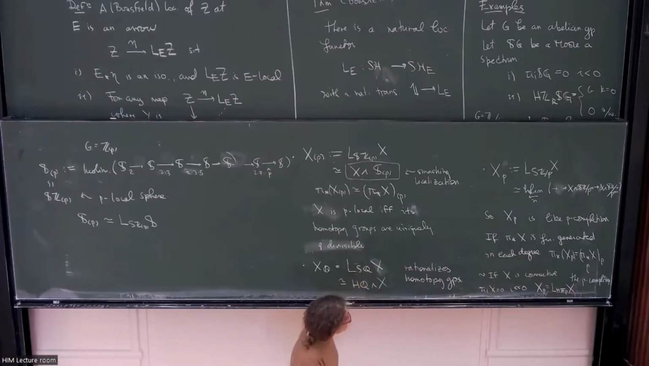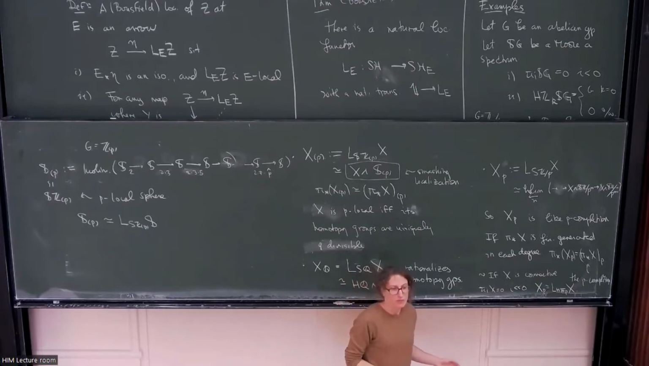Okay. Yeah. Is the statement when pi star of X is finitely generated, is there something about the lim one vanishing? Yeah. It's a lim one thing. There's a lim one thing.